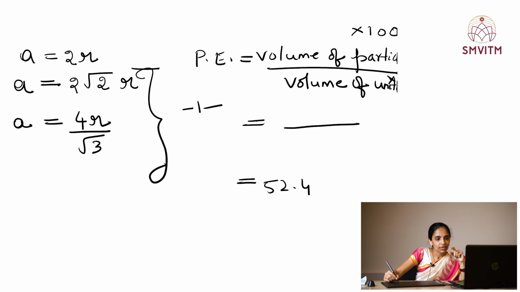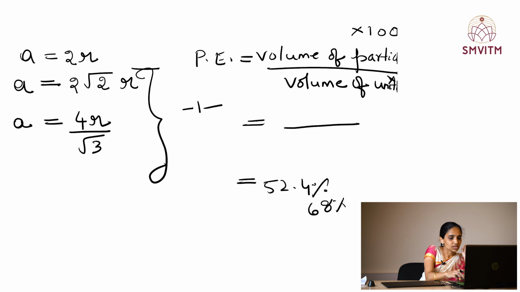So, the final answer will be 52.4% for a simple cube, or 68% for your BCC and 74% for FCC, the highest. So, this answer will give you another 1 mark. This is how the 3 marks are distributed in the answer scheme. So, these are the key points regarding the first very important question of your syllabus.